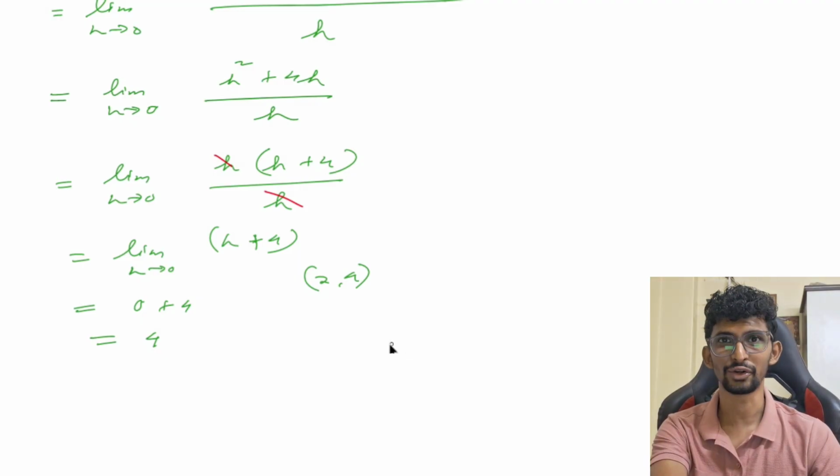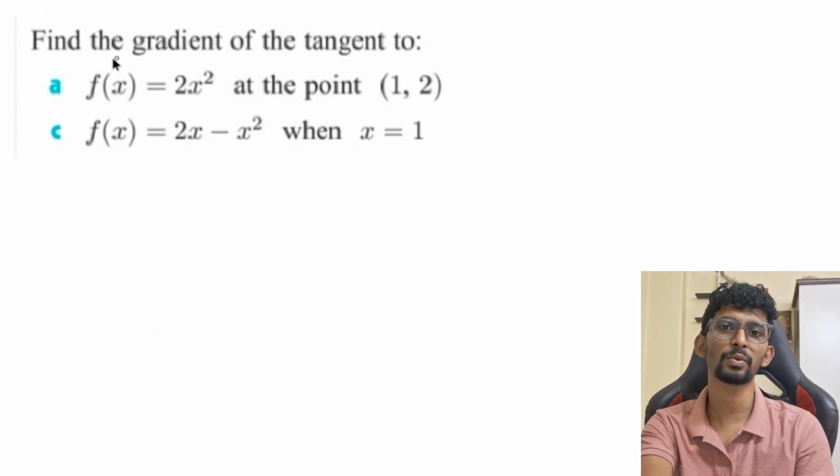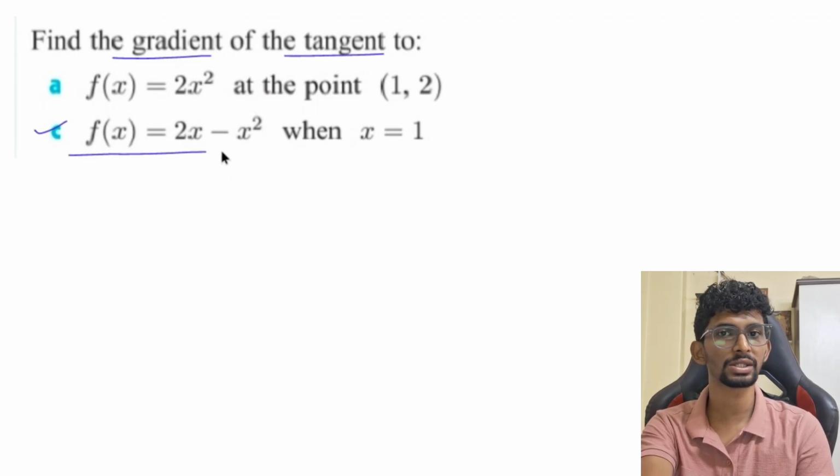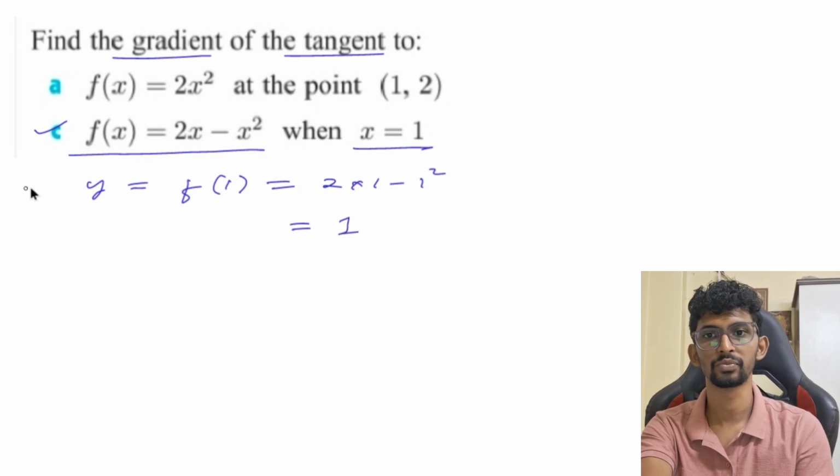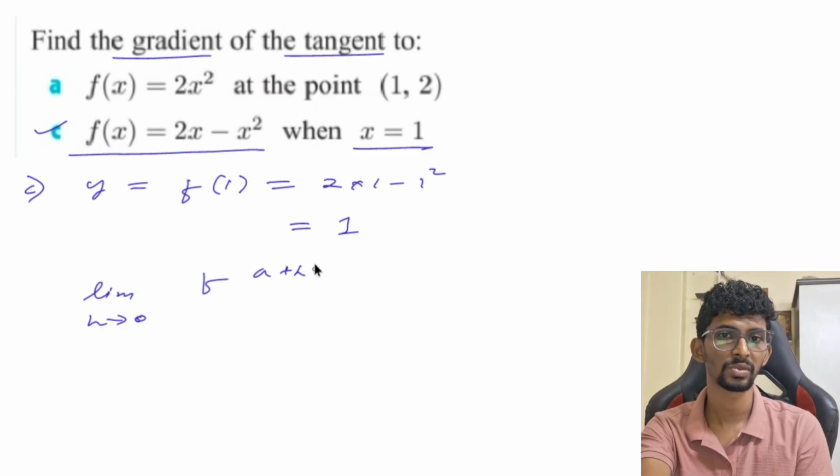Let us solve another question. So next question. Here again we have to find the gradient of the tangent, and here we will do number C, where f of x is 2x minus x square when x equals 1. Now x equals 1, so f of x, or you can say the y coordinate, will be f of 1, that is 2 times 1 minus 1 square. So 2 minus 1, which is 1. Okay. Now the formula for gradient is limit of h tends to 0, f of a plus h minus f of a divided by h.